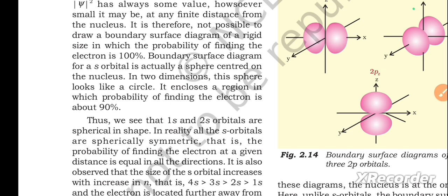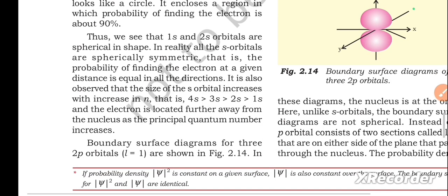The boundary surface diagram for an s orbital is actually a sphere centered on the nucleus. In 2 dimensions, this sphere looks like a circle. It encloses a region in which the probability of finding the electron is about 90%. Thus, we see that 1s and 2s orbitals are spherical in shape. In reality, all s orbitals are spherically symmetric. That is, the probability of finding the electron at a given distance is equal in all directions.